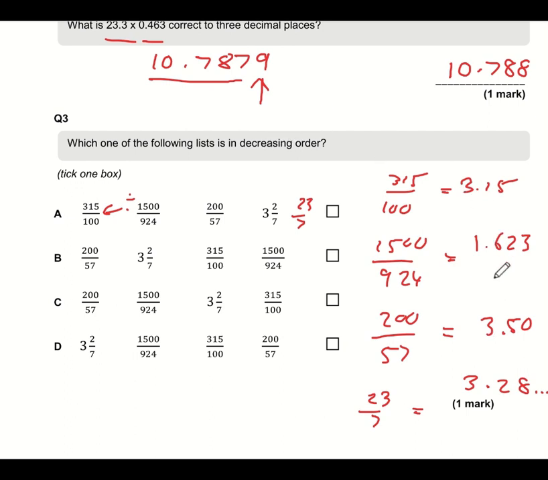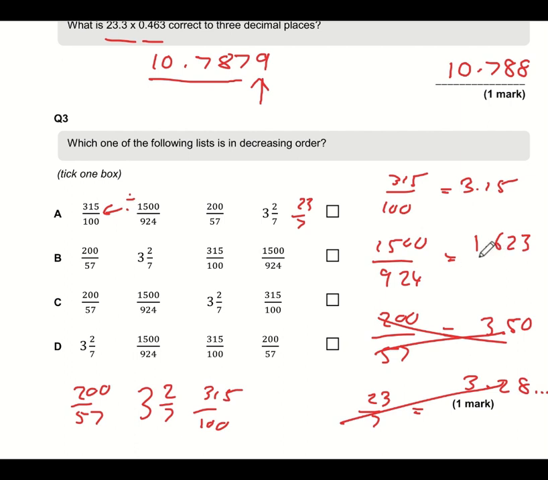So we want decreasing order. Which one is the biggest? The biggest is 3.5, so it should go 200 over 57. The next biggest is 23 over 7, which was the 3 2/7. The next biggest is the 315 over 100, and the smallest is the 1500 over 924. And as we can see, that is answer B.